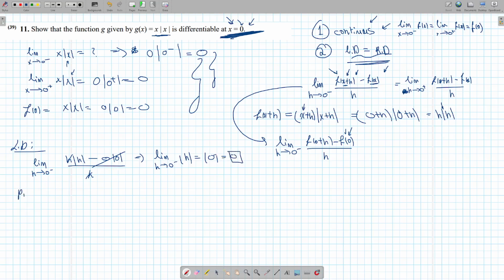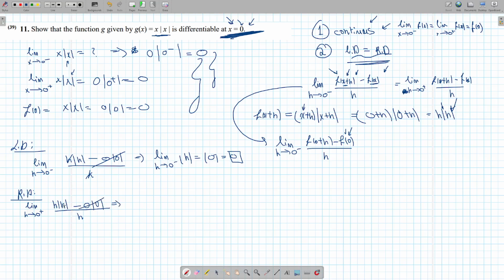Now let's check the right differential. So the limit as h approaches 0 plus, for the right differential, f of x plus h will again be h absolute value h. We found it here, right? Yeah. Minus 0 absolute value 0, over h, right?